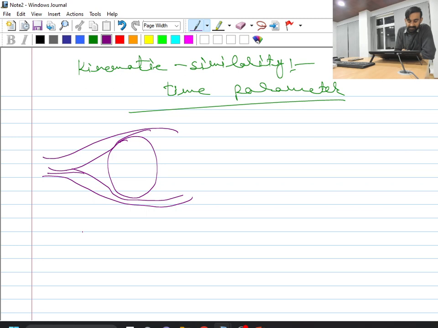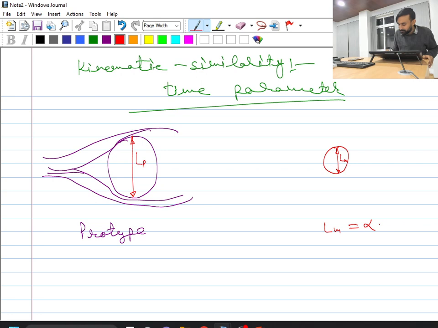Okay, so this is say my prototype. If I have to develop its corresponding model, then of course the model will be of smaller size. Say this length was LP, and this length dimension is LM. So one important point is that LM will be LP by alpha. Fine.